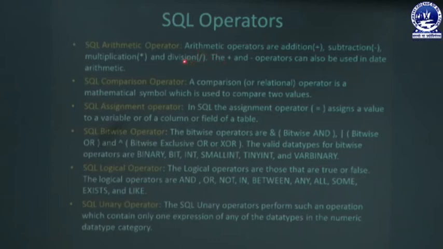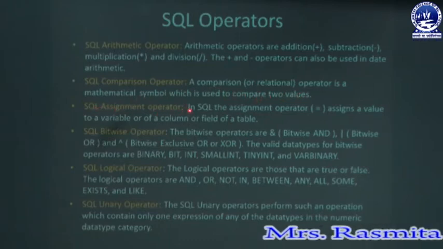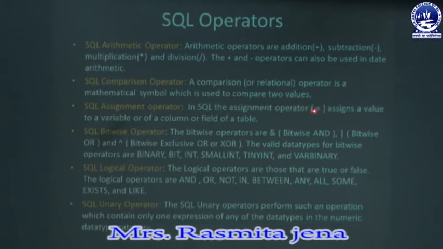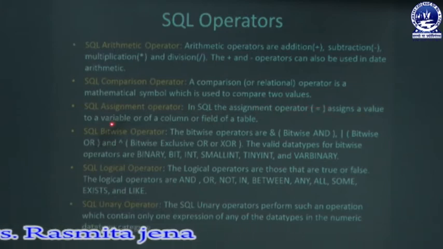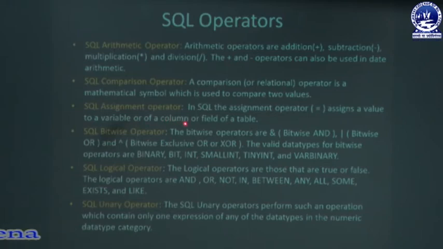Next is the comparison operator. This comparison operator is a mathematical symbol which is used to compare two values. We can use comparison operators such as greater than, less than, greater than or equal to, less than or equal to, not equal to, like this. And next is the SQL assignment operator. In SQL, the assignment operator is equals to, which assigns a value to a variable or to a column or field of a table.